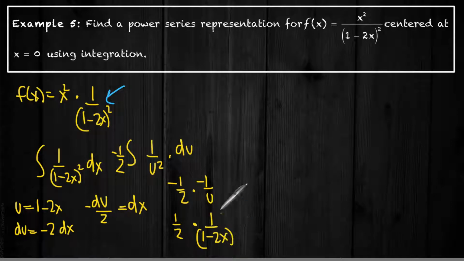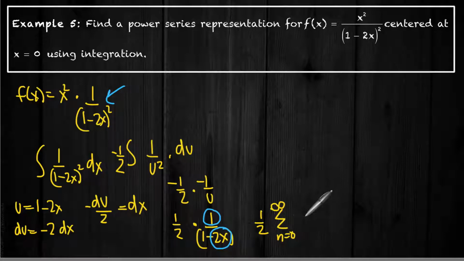All right, so now we recognize this piece here to be a geometric series. And we learned that in the last video where our a1, let's just circle that, our a1 is 1. And our r is 2x. So we can write this as 1/2, we need the constant out front, times the summation from n equals 0 to infinity of a1, which is 1, so I won't write that, times r, which is 2x, to the n power. So this is our Taylor series representation for this.